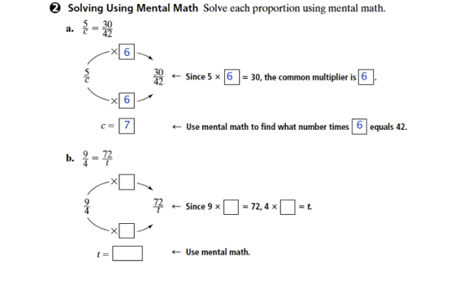Let's take a look at b. We have 9 over 4 equals 72 over t. You ask yourself, 9 times what is 72? 9 times 8 is 72. So then we just have to take 4 times 8 to figure out what t is. 4 times 8 is 32. So that one again was a very easy one to solve in your head. You can use mental math if they're ratios that are easy to solve in your head.